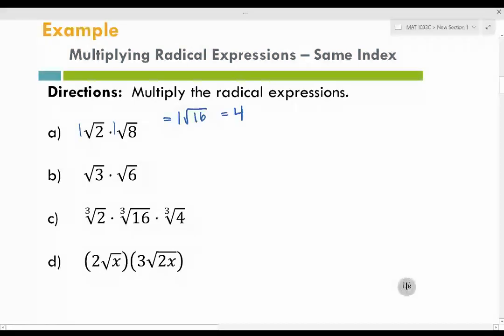All right, let's look at B. We have square roots, both of them. The directions say we're going to multiply their outsides together, then what's underneath together, and then simplify if necessary. The coefficients on both of these are 1. So once again, we're going to have 1 times 1, which is 1. We're going to keep the square root, and then 3 times 6 is 18.